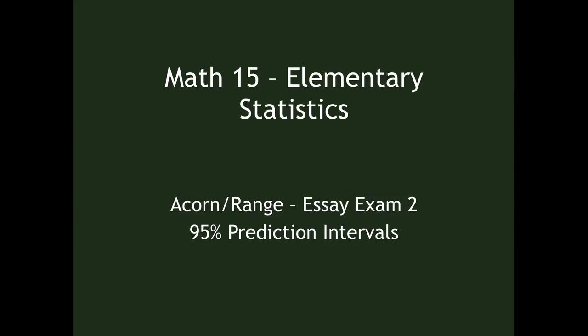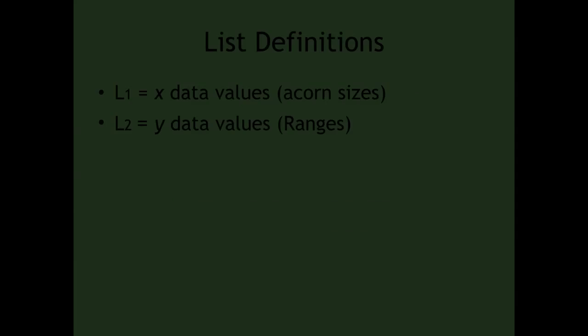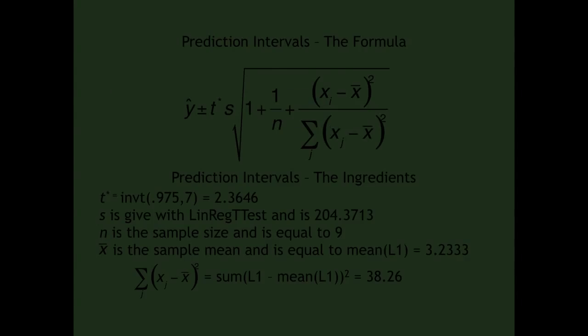And I realize that this particular data set and assignment require a number of prediction intervals, and there are quite a lot of calculations, so I thought I would show you how to do those all at one time on the calculator. So I've already entered the data into the calculator. I've defined list L1 as the X data values, or the acorn sizes, and list L2 as the Y values, or the ranges.